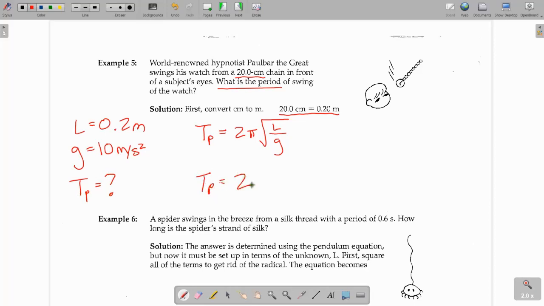2 pi you'll be able to plug in on your calculator, and then we're going to multiply that by the square root of 0.2 meters over 10 meters per second squared. Okay, so when you plug this into your calculator, I'm going to encourage you to do 0.2 divided by 10, hit enter. Then click the square root button and click the answer button to do the square root of that answer. Then, after you hit equals, multiply that by 2 pi in parentheses.